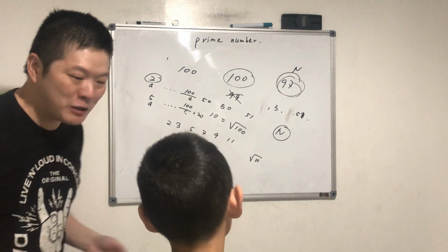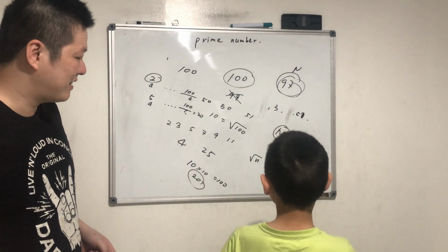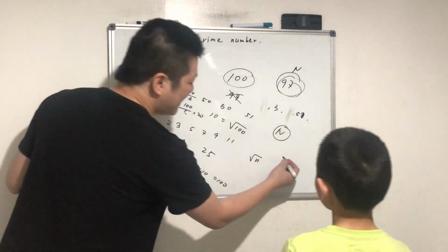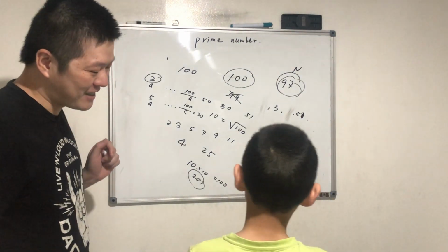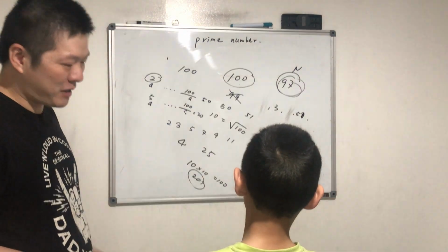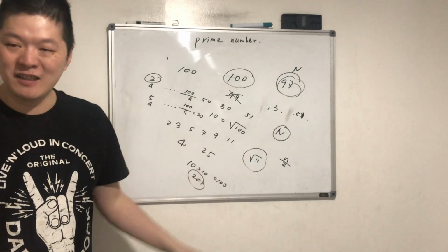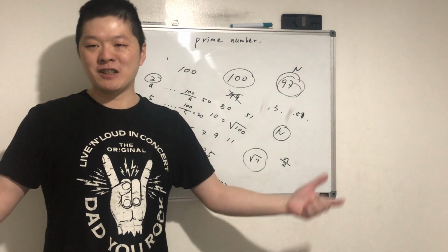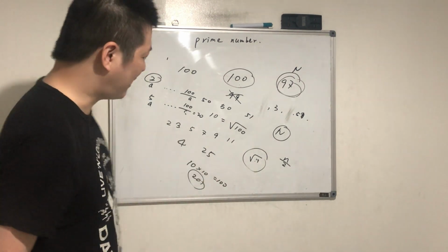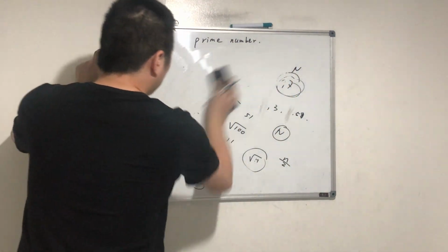So which one is faster? You're saying half, I'm saying square root. Which one is faster? Obviously this one. For 100, this is 50, this is 10. I just need to check 10 times, you need to check 50 times. Who is the winner? Me. I'm the winner.